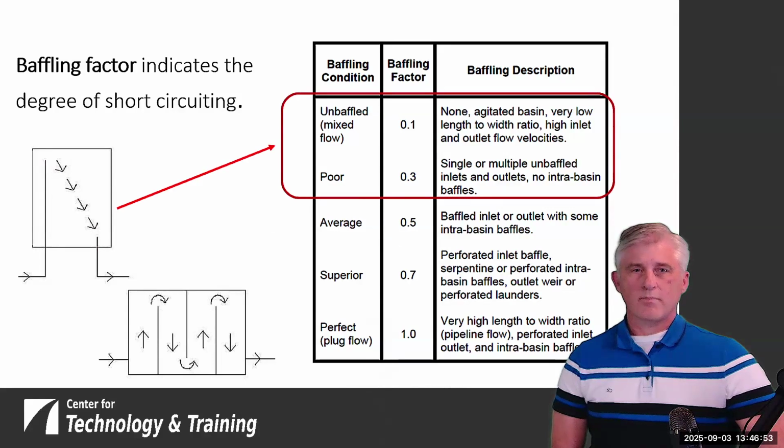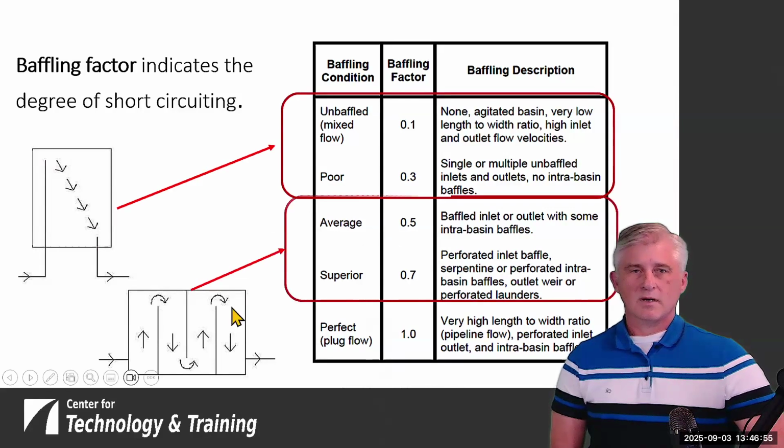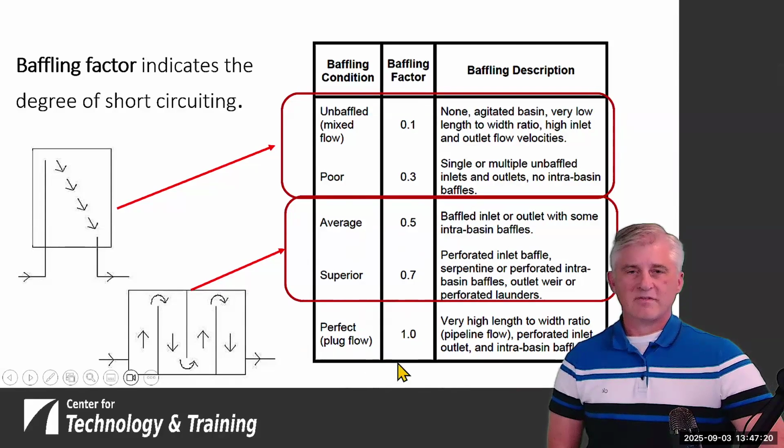The figure on the bottom is better. We're giving it time and forcing it to go around. It spends more time instead of going straight across. It has to go through these series of loops here. So that's better, the baffling factor increases. A perfect plug flow in a pipe maybe, we wouldn't worry about it. The baffling factor would be 1.